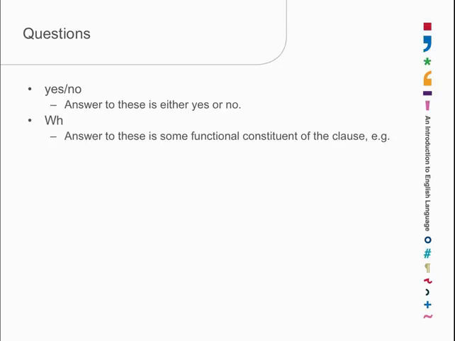Some of these answers are functional constituents of the clause. For example, we can ask questions about the subject. Who is coming tomorrow? We can ask questions about the object. What are you giving your mother for Christmas? We can ask questions about adverbials. When is your grandma going to arrive?